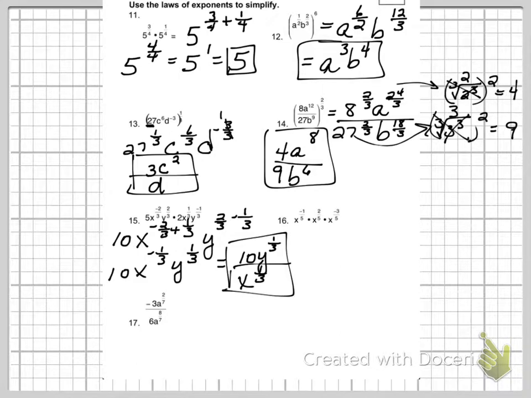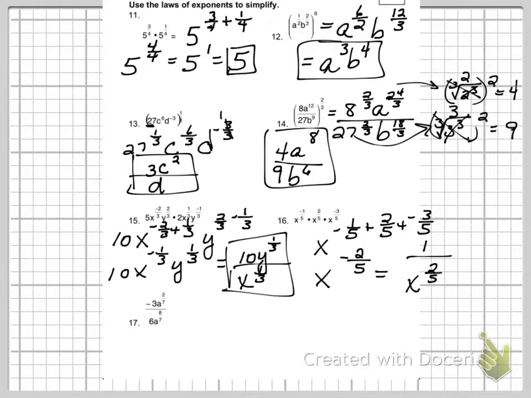Okay. 16 is another multiplication problem. You have x to the negative 1/5 plus 2/5 plus negative 3/5. Then you add all of those fractions up, which some of you don't like fractions, but this is going to be negative 1 plus 2 is going to be positive 1/5 plus negative 3/5 is the whole thing's going to add to be negative 2/5. And again, we're going to write that in the denominator where it's supposed to be. That's 1 over x to the positive 2/5.